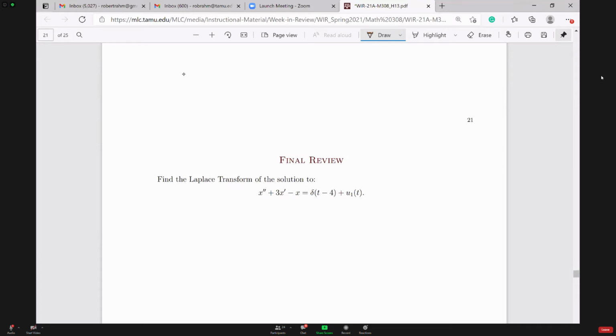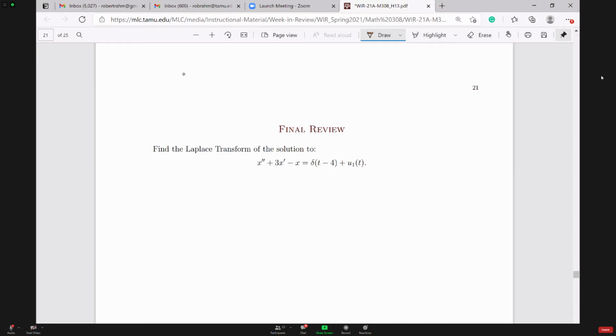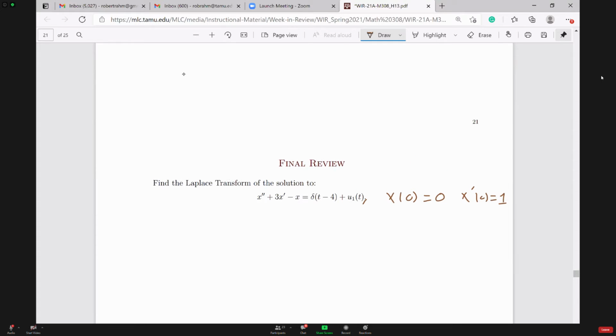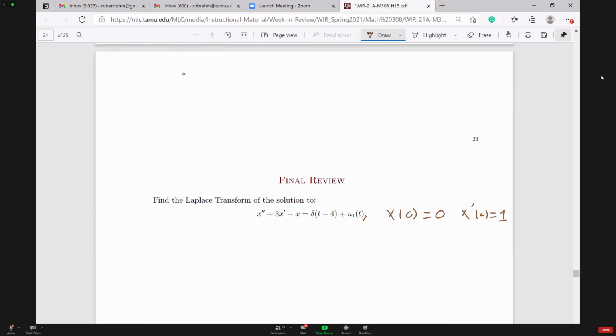So in other words, I need to also tell you, x of 0 is equal to 0, x prime of 0 is equal to 1. So I want to find the Laplace transform of the solution to this initial value problem. I just want the x of s. I don't want to invert that to find x of t. I just want x of s. Okay, so I want to start by taking the Laplace transform of the left-hand side.